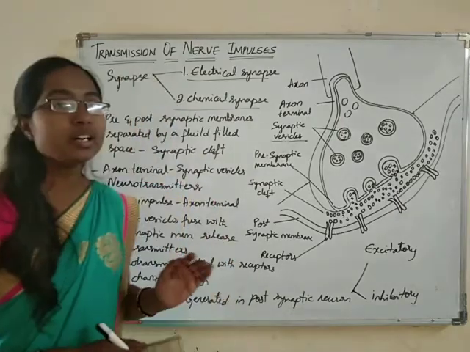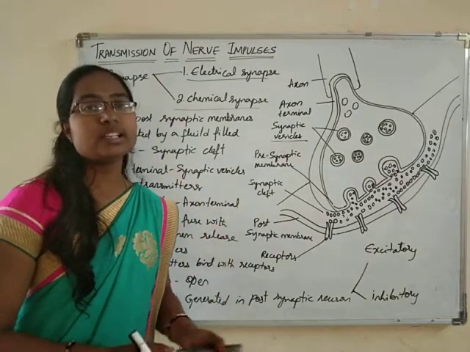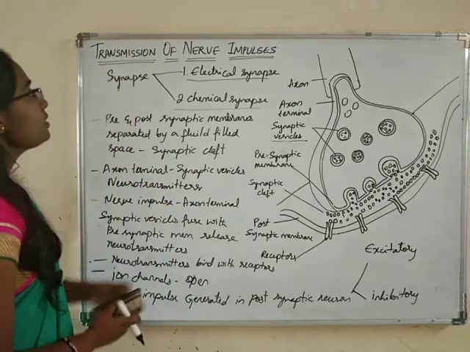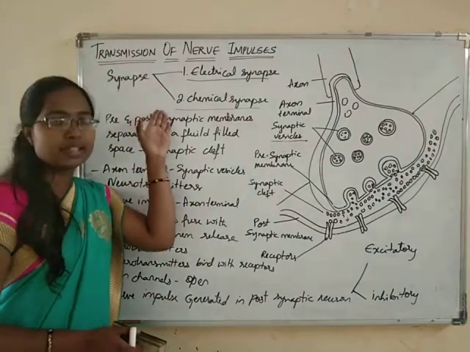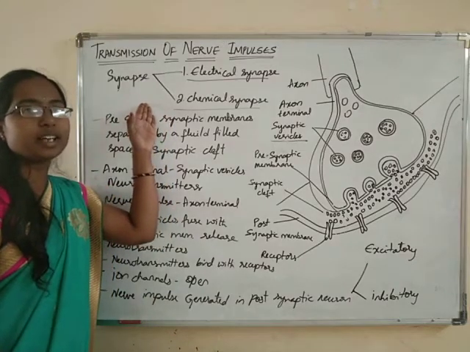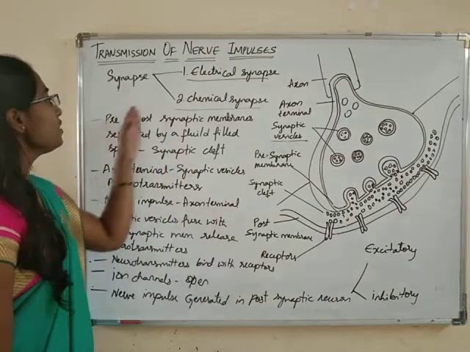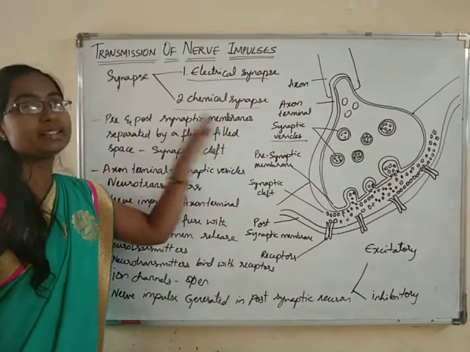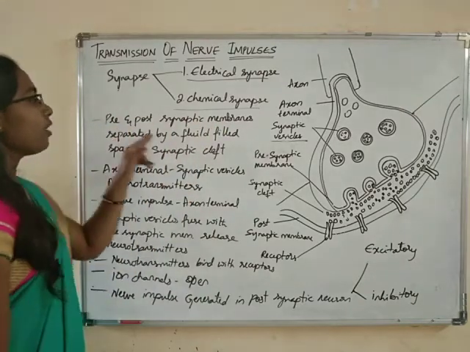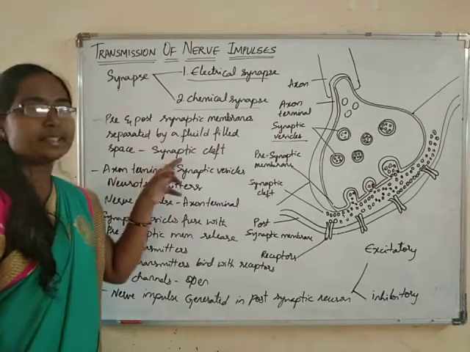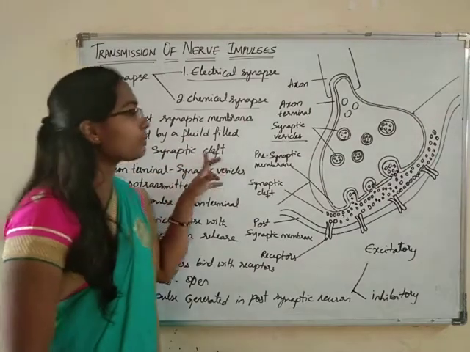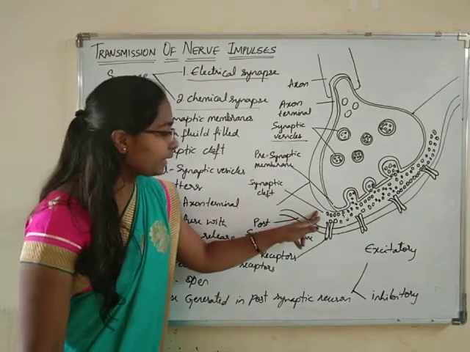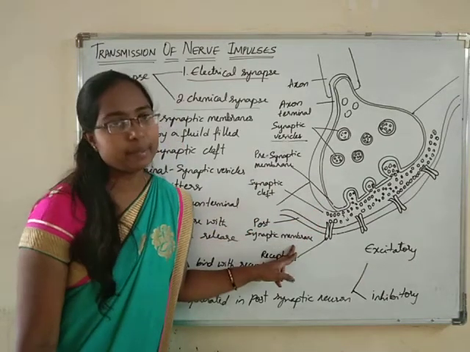Okay. This is about the chemical synapse. Once again, I'll quickly revise what a chemical synapse is. The second type of synapse we are learning is the chemical synapse, isn't it? In the chemical synapse, the pre and postsynaptic membranes are separated by a fluid-filled space called the synaptic cleft. You can observe the parts here. This is the presynaptic membrane, this is the synaptic cleft, and this is the postsynaptic membrane.